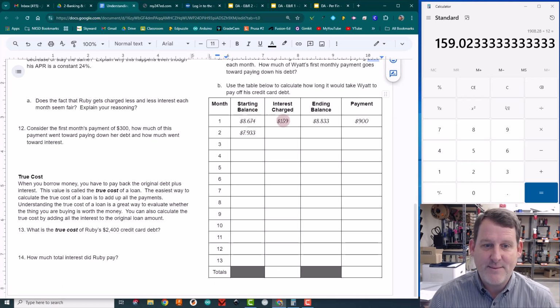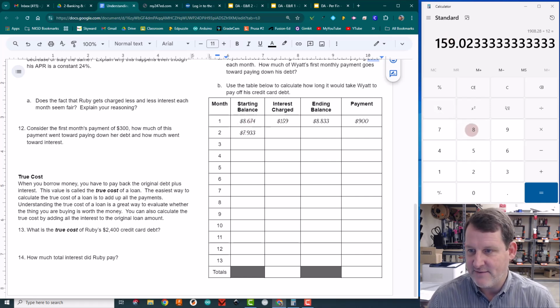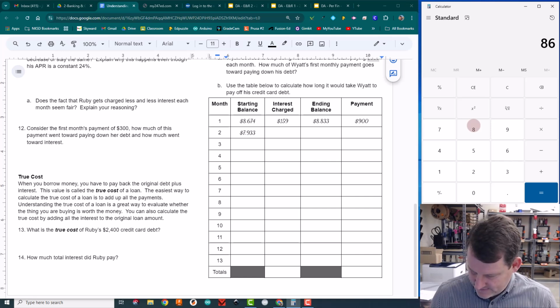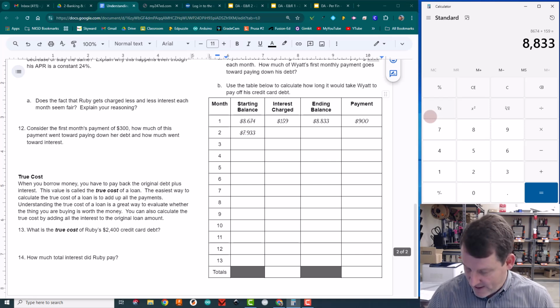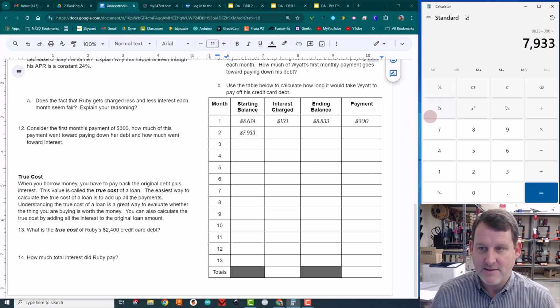All right, so this table is the same as the one above, just with different numbers. So we already did this calculation. Now we need to add the 159 to the starting balance of 8,674. So I'm going to do 8,674 plus 159, and that's where you got the 8,833 number. So notice how our credit card debt started here. We added interest to it because we get charged that, and we get a bigger balance. We need to subtract 900 from that because we're making a payment, and that's where we got the 7,933.